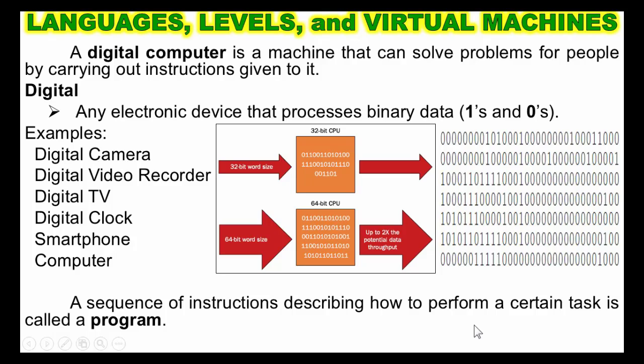A digital computer is a machine that can solve problems for people by carrying out instructions given to it. The term digital refers to any electronic device that processes binary data made up of ones and zeros. Examples are digital camera, digital video recorder, digital TV, digital clock, smartphone, computer, to name but a few. A sequence of instructions describing how to perform a certain task is called a program or a software.